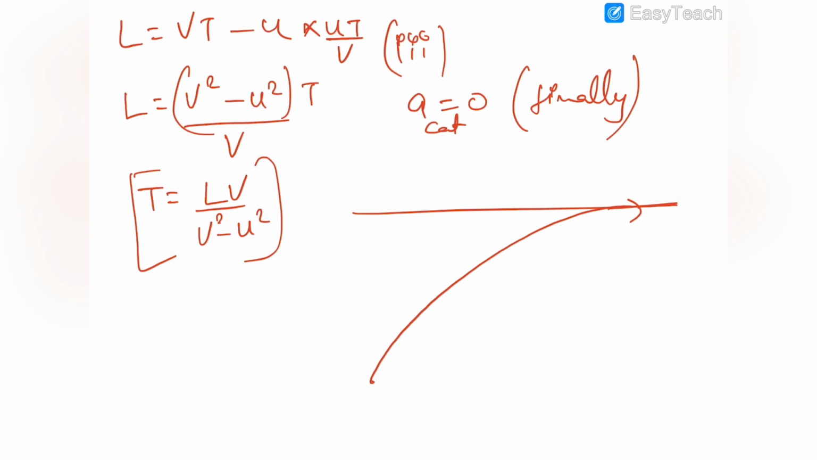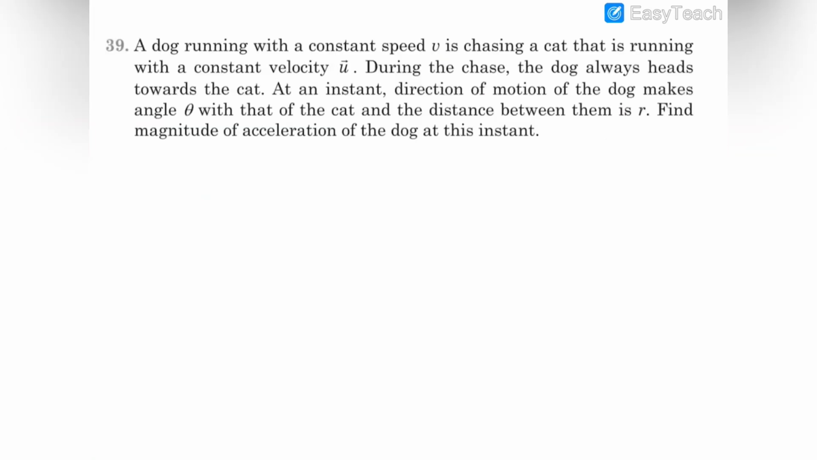Now let us move on to the next question. In this problem you can see that there is a dog which is running with a constant speed v, and it is chasing a cat that is running with a constant velocity u. So during this chase the dog is always moving towards the cat, obviously, and at any instant the direction of the dog makes an angle theta with the direction of motion of the cat.